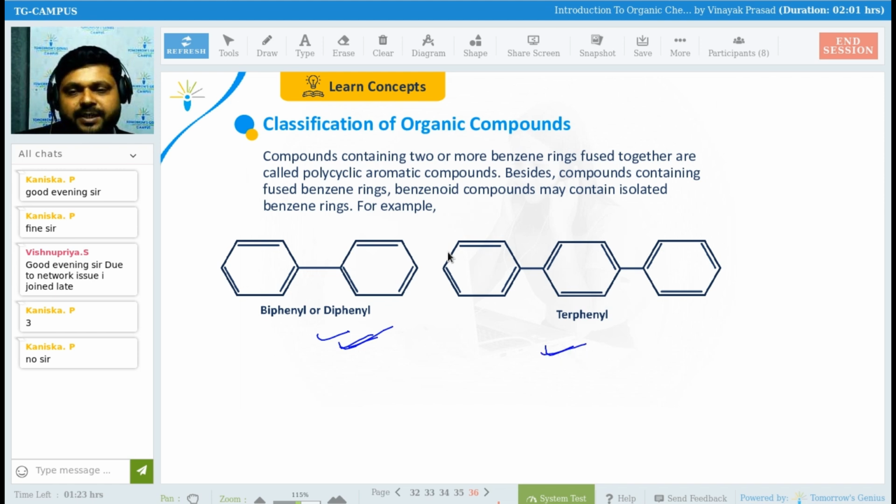See guys, let's suppose I am teaching you in the nomenclature part. The carbon is there with hydrogen, hydrogen, hydrogen. It is methane, but if one hydrogen is removed, then it will be called methyl.